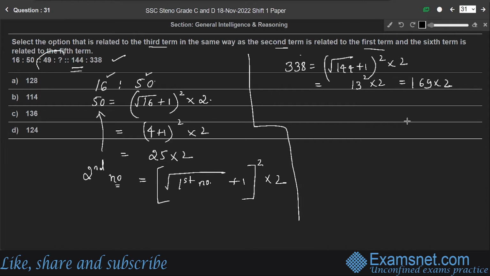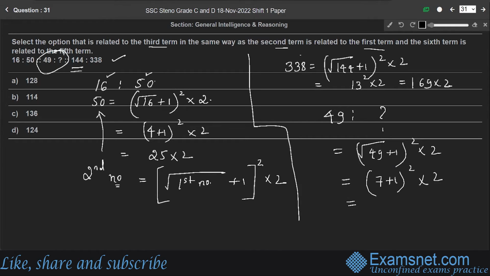To find the fourth number, 49 is related to which number? Fourth number is equal to square root of 49 plus 1 the whole square into 2. Very simple. Square root of 49 is 7 plus 1 the whole square into 2. So 7 plus 1, 8 square is 64, into 2 is equal to 128. Therefore, fourth term is 128. Option A is the right answer.